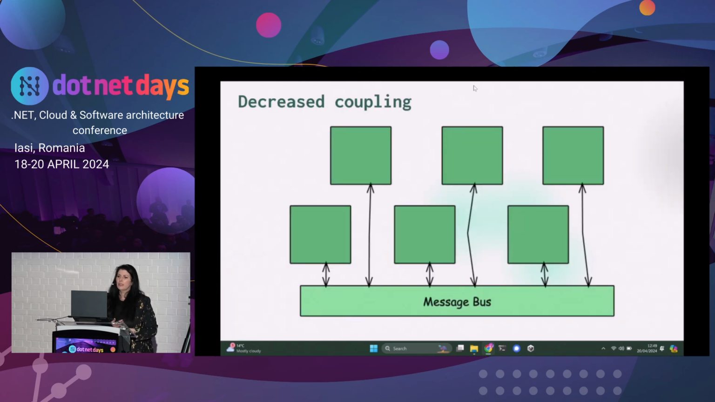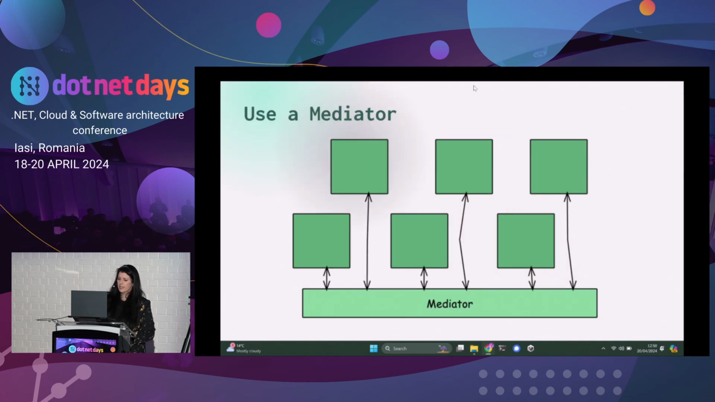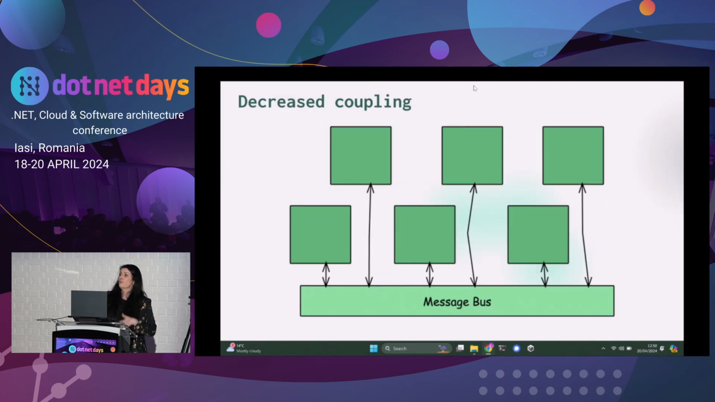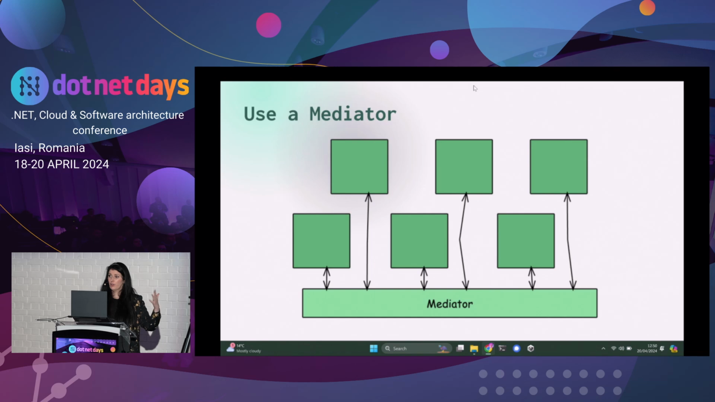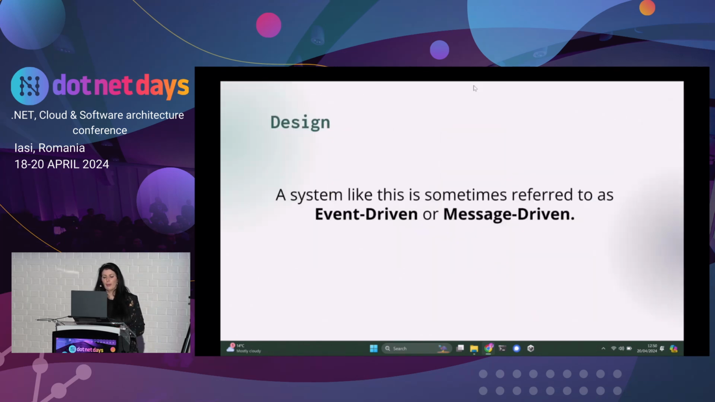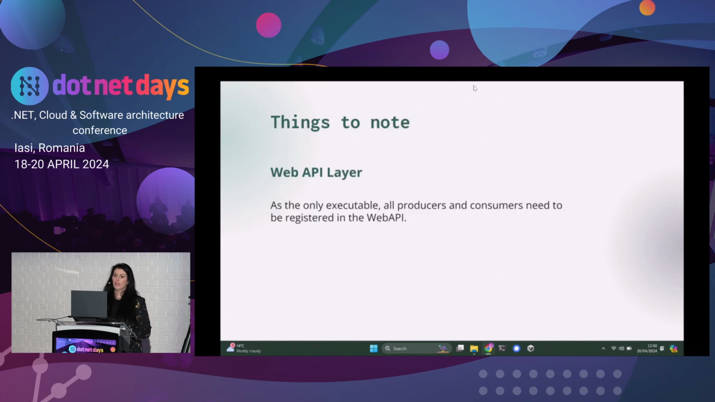Now you'll notice that the message bus looks very similar to the mediator. So that means you could go mediator pattern first, and then at a later date, as need requires, you can upgrade to the message bus, okay? Because the pattern is very similar. Okay, so a design like this is called event-driven or message-driven. So if you want to learn more about that type of architecture, those are the keywords you can put in.